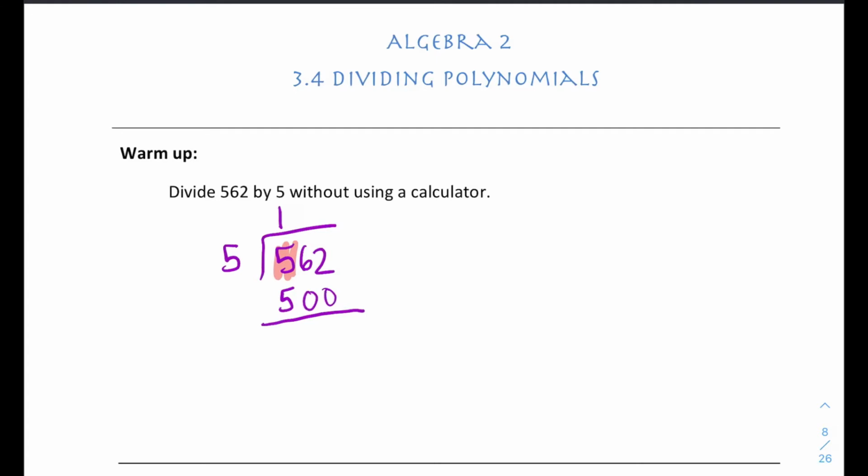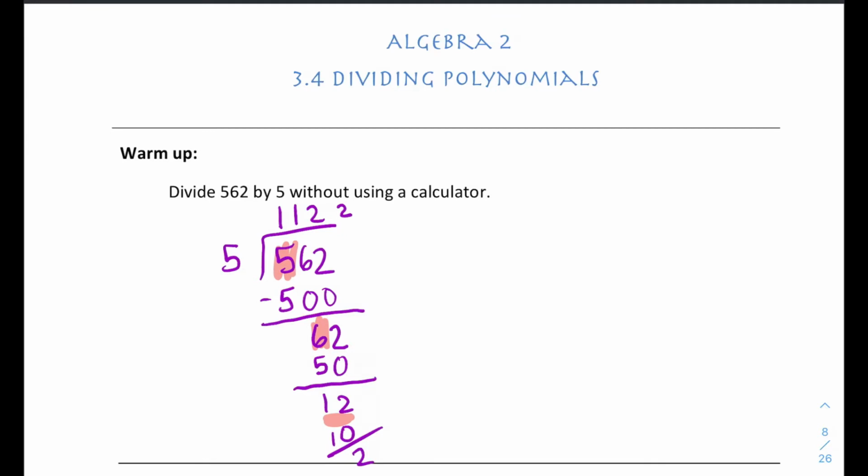Then you again look at your new first digit of your result of 62 and go, hey, how many times will 5 go into 6? 1, so that becomes part of your quotient, and then you multiply 1 times 5 gets you 5, and then subtract again gets you 12. Since 5 won't go into 1, you look at 12, and 5 will go into 12 twice. Multiply 5 times 2 gives you 10, subtract leaves you with 2, and then 2 isn't divisible by 5, so 2 is your remainder, or you can just write it as 112 and 2/5 for your results.